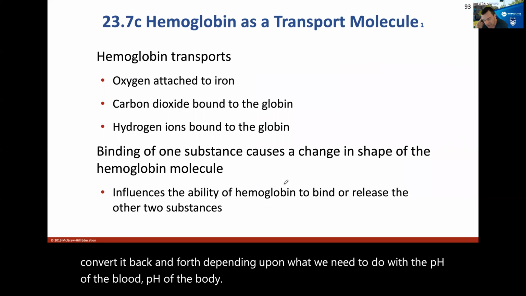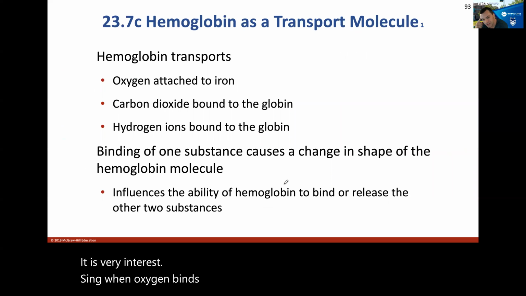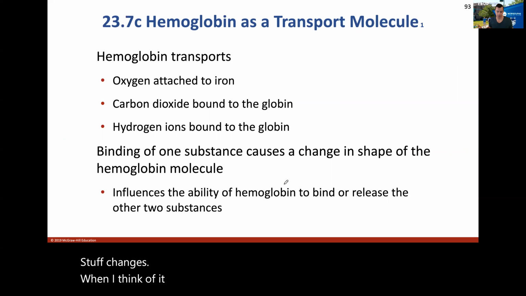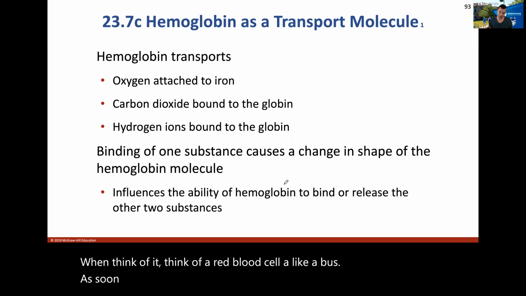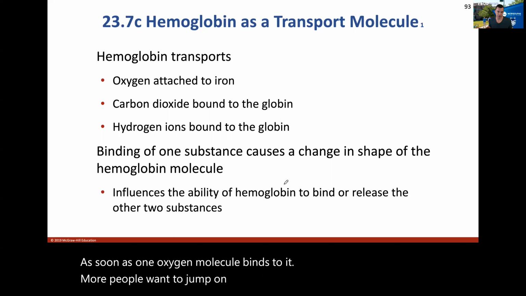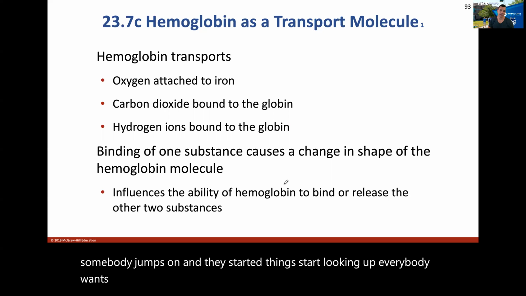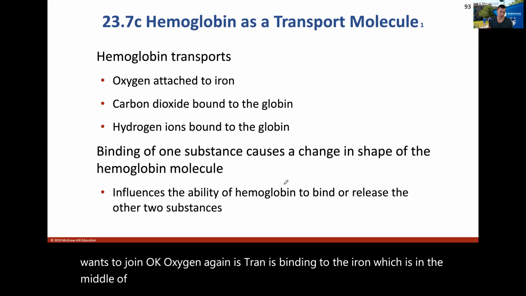It is very interesting when oxygen binds to a red blood cell, stuff changes. Think of a red blood cell like a bus. As soon as one oxygen molecule binds to it, more people want to jump on board, like a bandwagon, right? As soon as somebody jumps on and things start looking up, everybody wants to join. Oxygen again is binding to the iron, which is in the middle of a hemoglobin molecule. Carbon dioxide and the hydrogen ions bind around it.